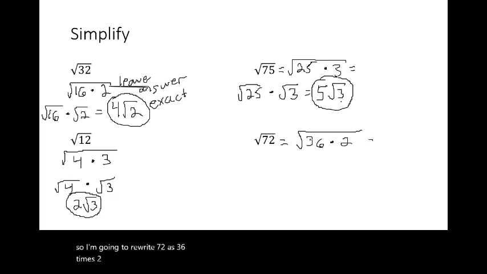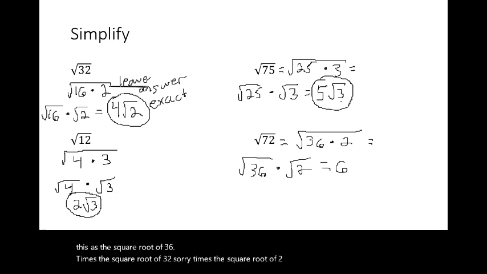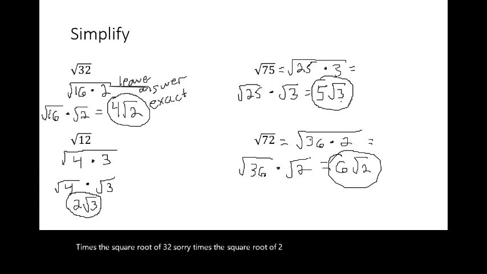Then I'm going to break this up into the product of two separate square roots. So I'm going to write this as the square root of 36 times the square root of 2. Square root of 36 is the whole number 6. Square root of 2 cannot be simplified, so we're going to leave it as the square root of 2. So 6 square root of 2 is our final answer.